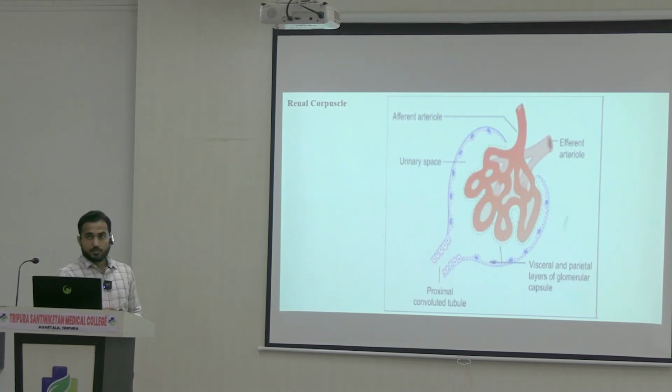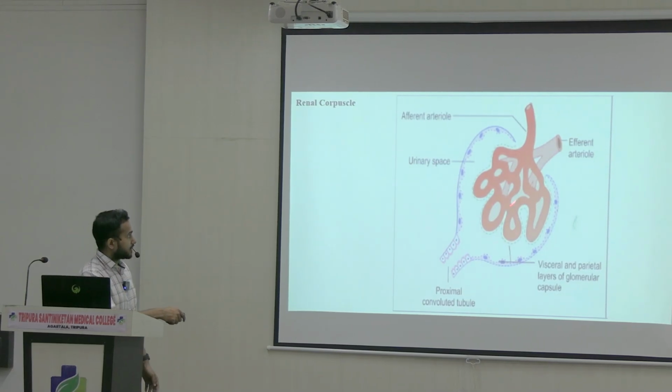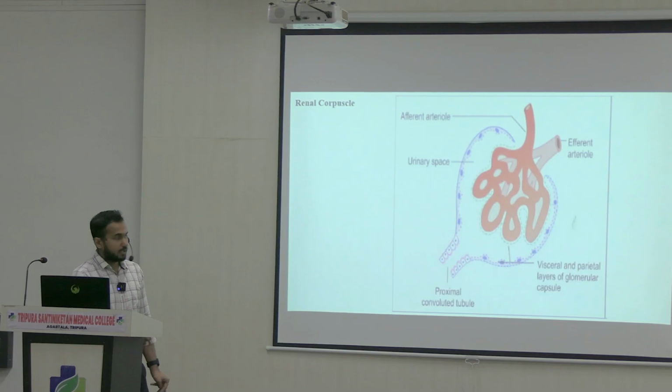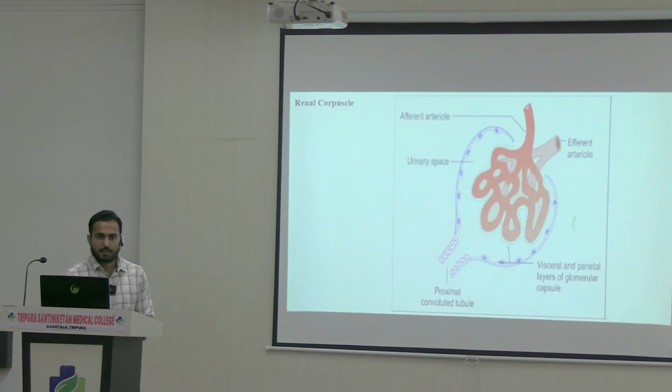Okay. Now if you see the diagram, I hope you have seen this kind of diagram. In this diagram, these are the tuft of capillaries. Here you can see the blood is coming through the afferent arteriole and leaving through the efferent arteriole. Venules are absent over here.